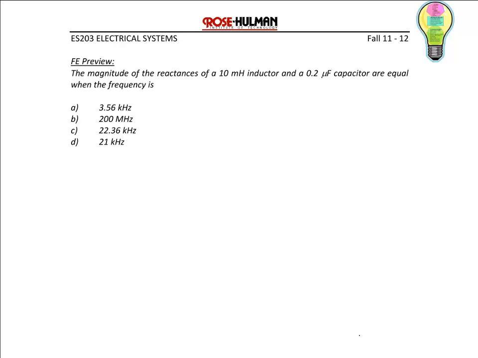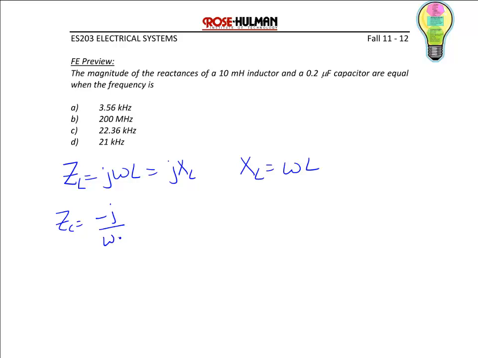Okay, let's try one more example to conclude today's lecture. The magnitude of the reactance of a 10 millihenry inductor and a 0.2 microfarad capacitor are equal when the frequency is what? First, let's write down the impedance of an inductor. The impedance of an inductor is j omega L, which is the same as jXL. So the reactance for an inductor is omega L. The impedance of a capacitor is negative j over omega C, which is jXC. So that means that the reactance for a capacitor is negative 1 over omega C.